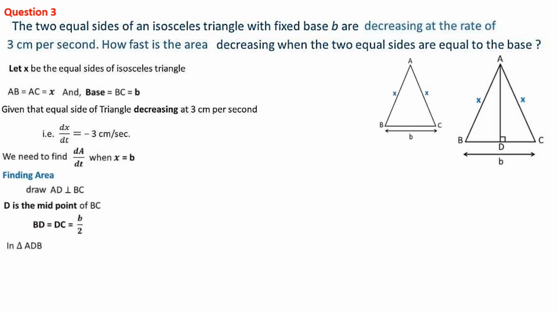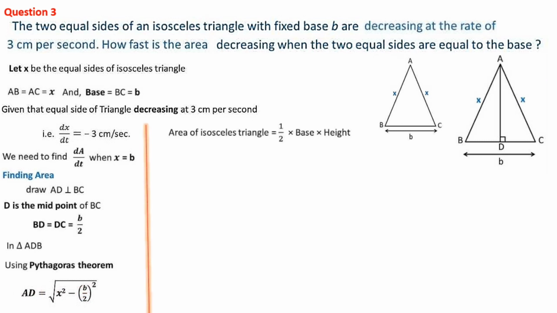Then in triangle ADB, we need the length of AD, the height. By using Pythagoras theorem, AD we can calculate. AD is equal to root of, this is our hypotenuse, means x square minus b by 2 the whole square. So using Pythagoras theorem, AD is equal to root of x square minus b by 2 the whole square. So we have got the height. Then we can go for finding out the area. Area is 1 by 2 into base into height, that is 1 by 2 into b into height. Height AD we have root of x square minus b by 2 the whole square.